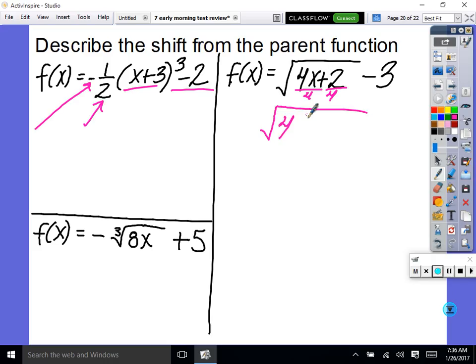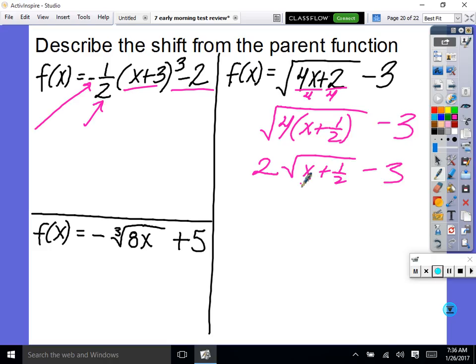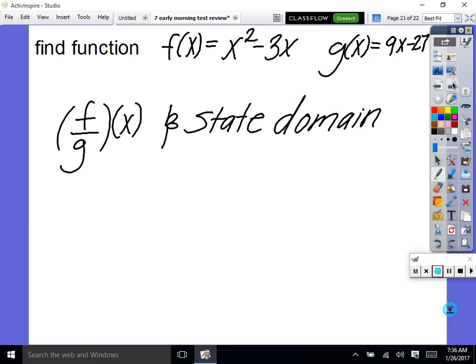The 4, correct? So we pull out a 4, divide by 4, divide by 4, left, oh, that wasn't, look what I just did. Almost made a mistake, because that's under the radical. We pull out a 4, left is x plus 1/2, right? Minus 3. Square root of 4 is 2. 2 square root of x plus 1/2 minus 3. So we would say left 1/2, down 3, stretch of 2. So watch out for the values in front of x that are not there.